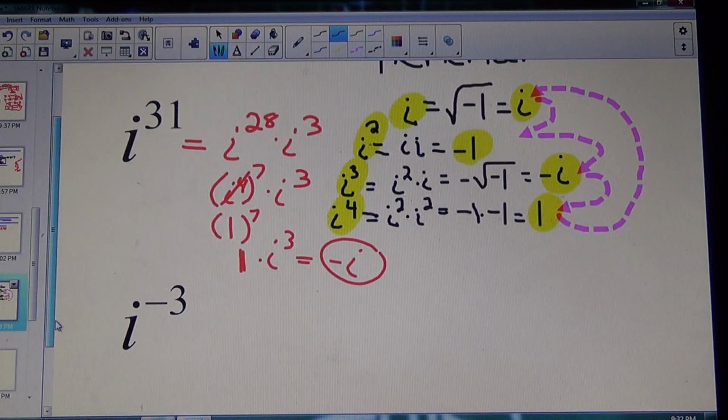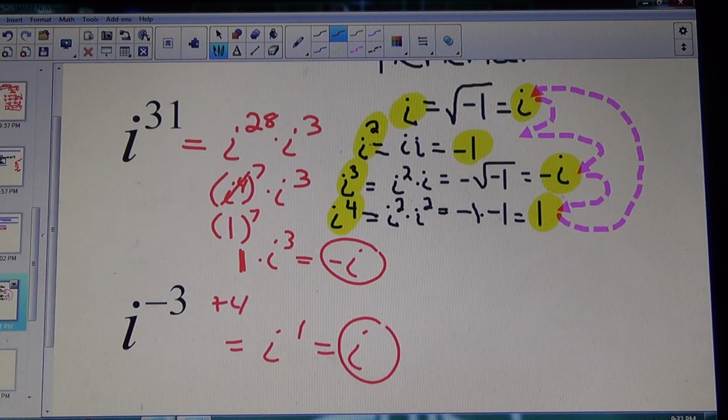Alright, next one, i to the negative 3. Now, negative exponents, we can't do the negatives, but we can do positives. Again, we know they go in groups of 4, so I could just keep adding 4 to that power until it turns positive. So if I added 4 more to this power, now that would put me to what? i to the first. Yep, and what is i to the first? Correct, just i.